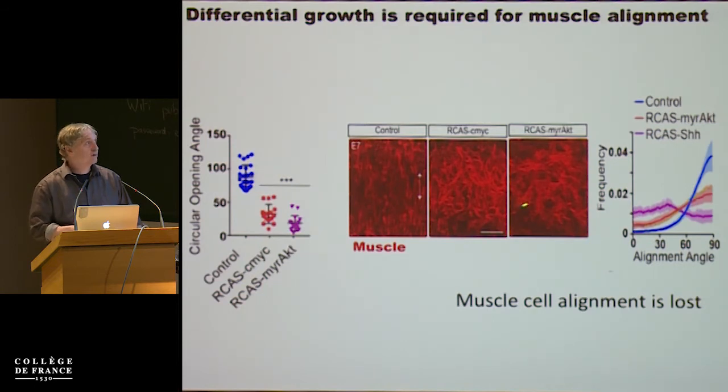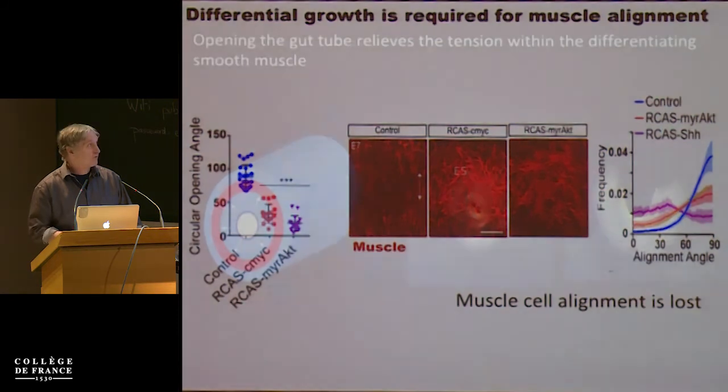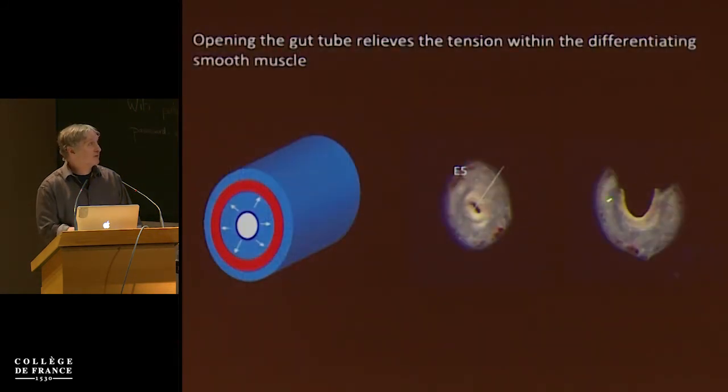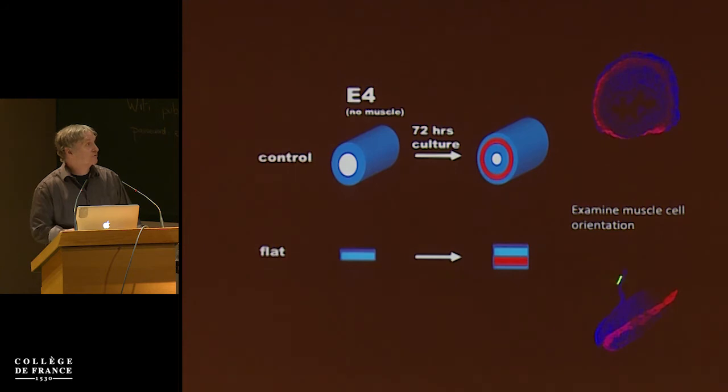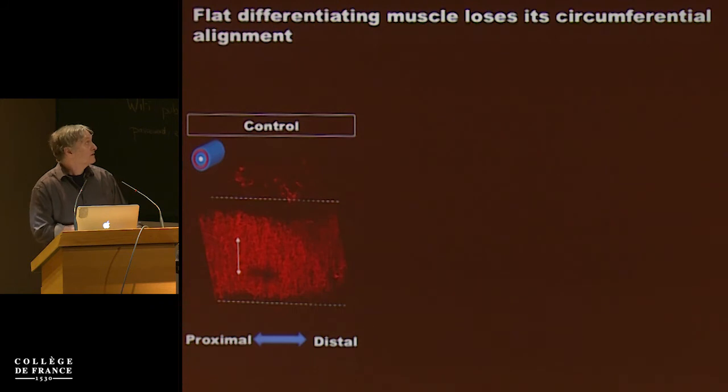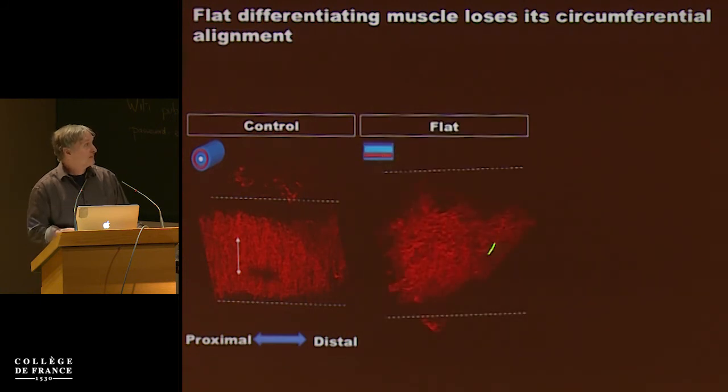So another way to do the experiment is to relieve the strain physically. I already showed you that you can relieve the strain by making a cut in it. So you remove the tension. Now you can culture this without the cut, in which case you get the oriented fibers, which we've already shown, or culture it flat without strain. These are the two culture systems. Either way, you get the muscle layer forming. In the control, the fibers are all oriented correctly. But if you have it flat, the fibers are randomized.